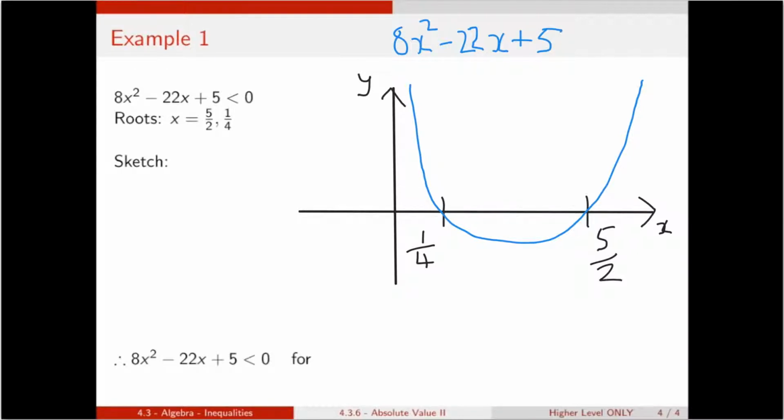Now we're interested in seeing where that quadratic is less than 0. And so looking at the quadratic, we can see it's less than 0 when x is between a quarter and 5 over 2. And note we draw an open circle around the roots to show that they're not included in that range. And don't forget to include x as a real number at the end. And we're done.